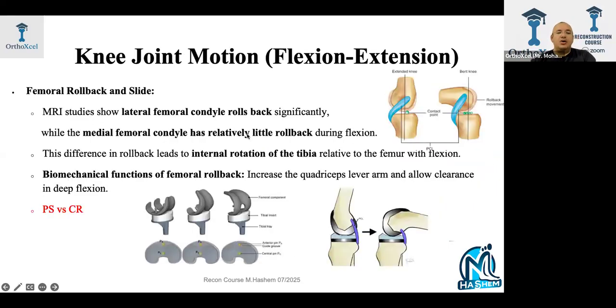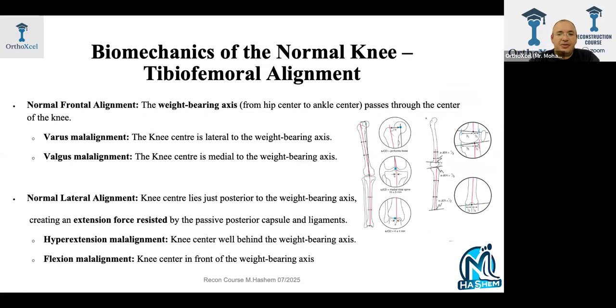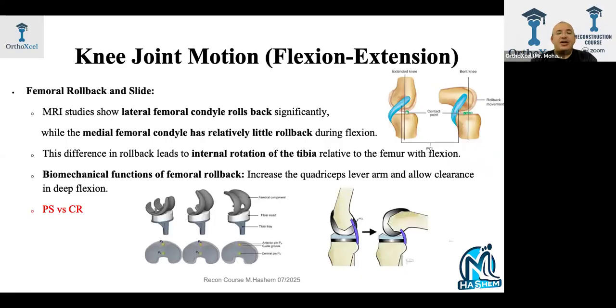Okay, so what about the movement? When you start to move your knee, this slide is very important. I need all your attention. When you start to move your knee, we agreed that the medial femoral condyle is projecting more distal and more posterior. So when you look here, you can see that the medial femoral condyle is extending more distal. That's why it's a pivoting point.